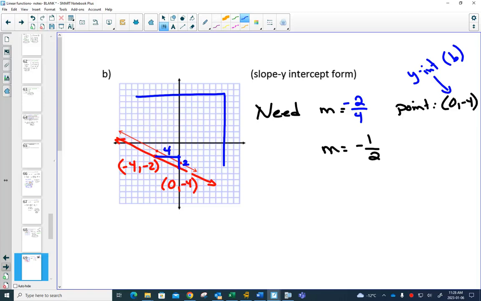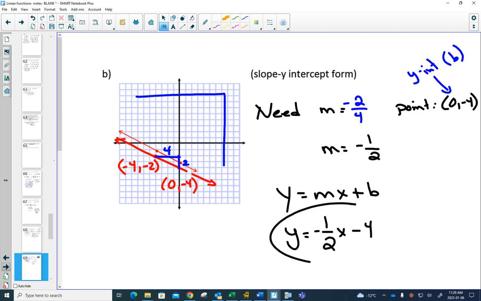So here we've got both of our things already. We want it in y equals mx plus b form. And what's super nice about this one is we already know our m, and we already know our b value. So writing the answer is very quick.